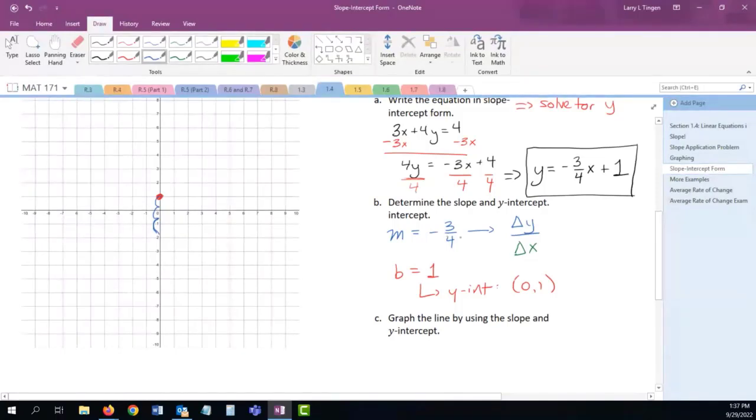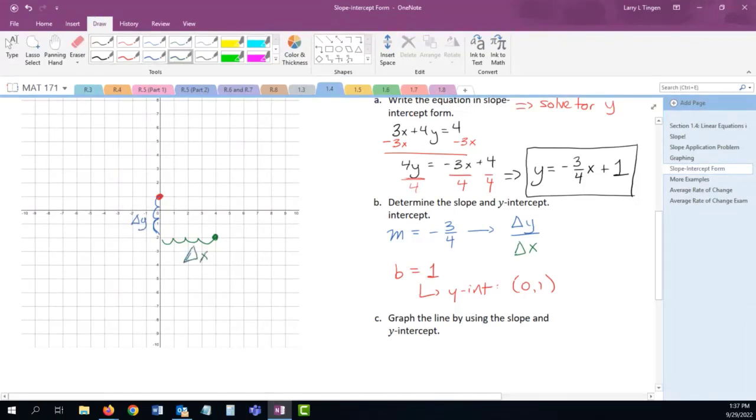Okay? So down 3, but then the 4 in the denominator is positive because the negative went with the 3. So a positive 4 in the denominator, that's my change in x. So that means go 1, 2, 3, 4 points to the right. And here is the next point. That is a point on the line. So this is change in y. This is change in x.